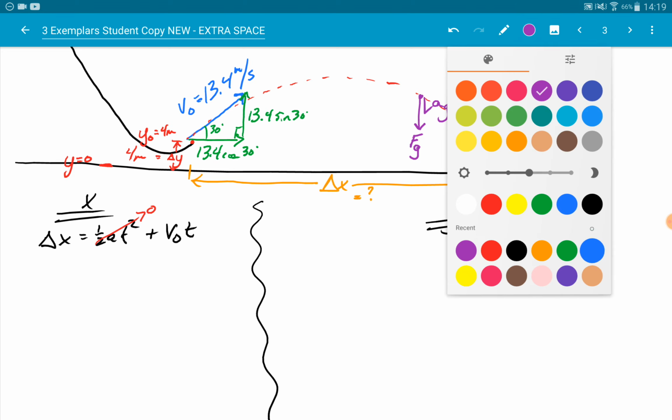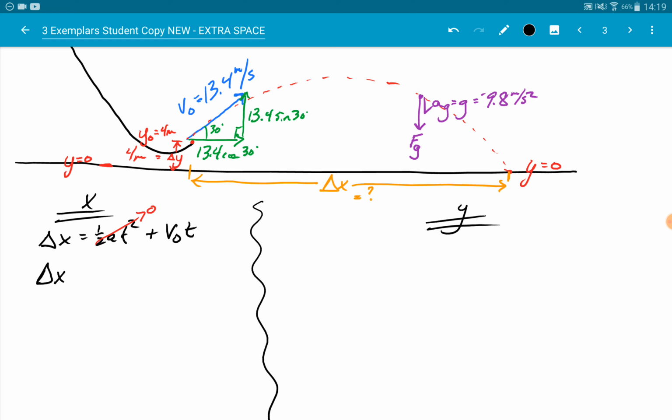So then that simplifies that x dimension equation right there. Delta x is now just my v naught. I would leave it as v naught, and I'll maybe even put subscript x there just to remind myself I'm still in the x dimension, multiplied by some time. I don't know the time. And I do know the v naught x. V naught x is 13.4 cosine 30 degrees. So I'm going to go ahead and put that in, so it's ready to go if and when I figure out that time value there.